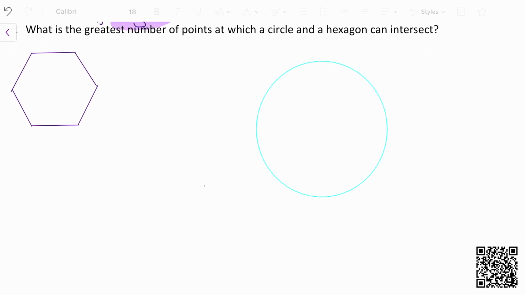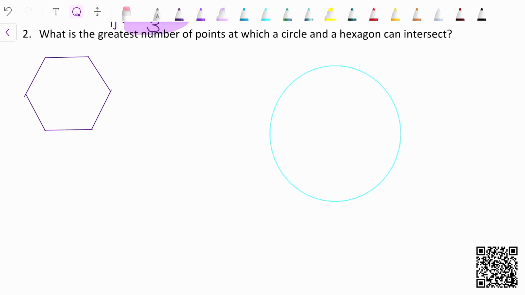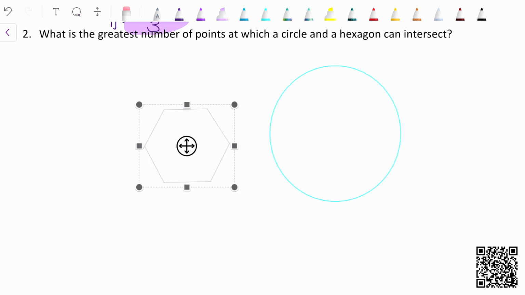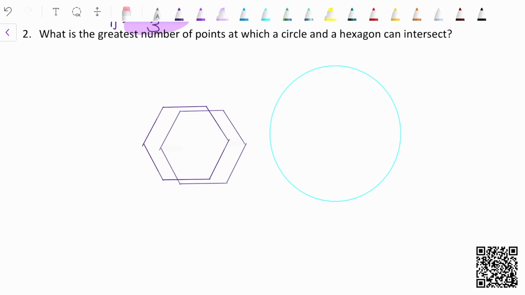Moving on to problem number 2. What is the greatest number of points at which a circle and a hexagon can intersect? So as you guys can see here, I've already drawn a pre-made hexagon. However, this hexagon is not very perfect because this OneNote does not have a hexagon drawing tool, so it's just a collection of straight lines.